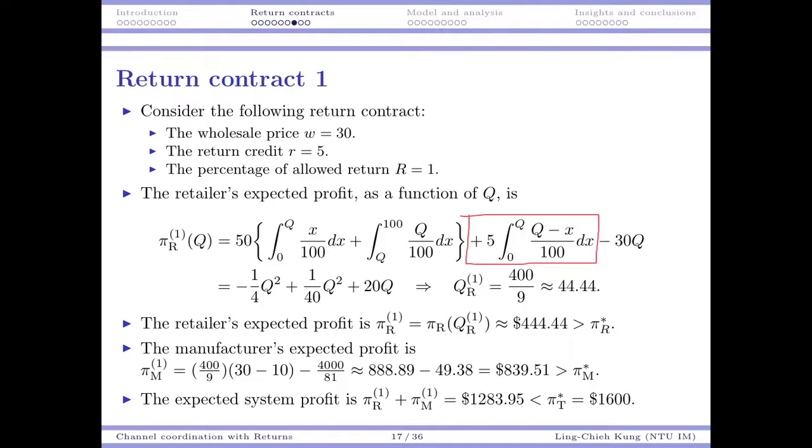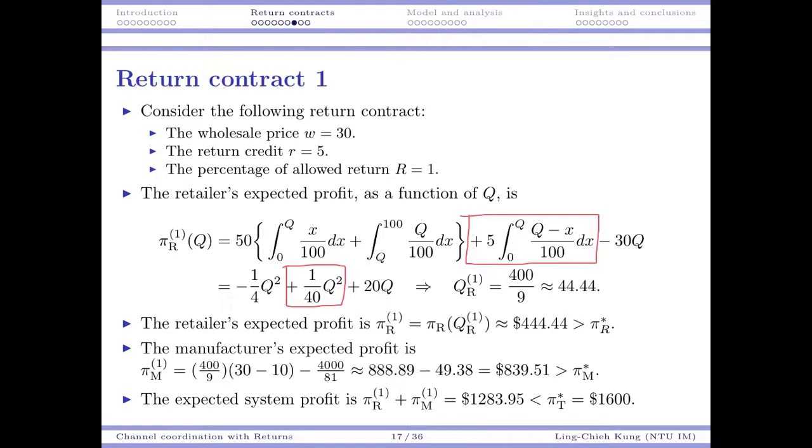If Q is larger, then this term will become larger. Okay, if you order more, then your return credit will be expected to become larger, or if Q becomes smaller, then this term will become smaller. Anyway, in total we have three terms: the sales revenue, the return credit, and the purchasing cost. After some derivations, we get this as the objective function. So you probably can verify, this 1 over 40 Q squared is just what you have for return credits.